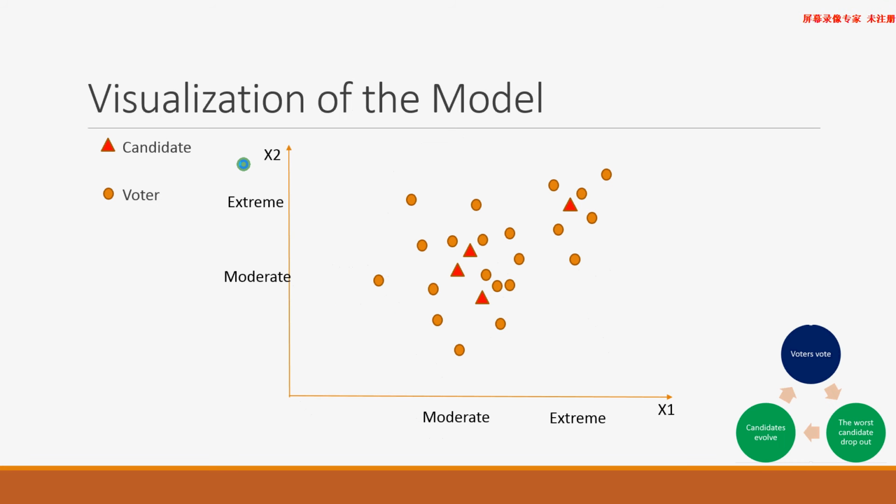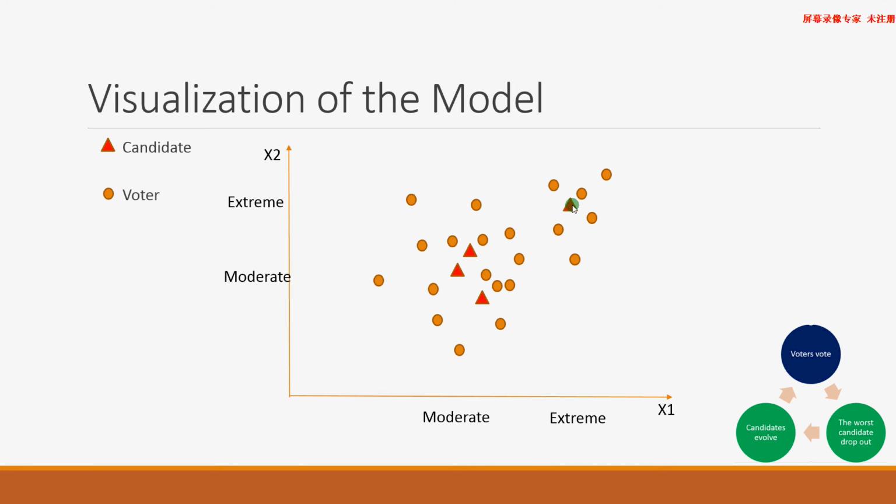In case you are confused, here is a visualization of the model. Now the agents are reduced to 2D so that we can visualize them. Here, candidates are represented by triangles, while voters are represented by the dots. Pay attention to this group. These are the agents who are moderate. These are the moderate candidates, and these are the moderate voters. And these are the extreme voters and the extreme candidate.